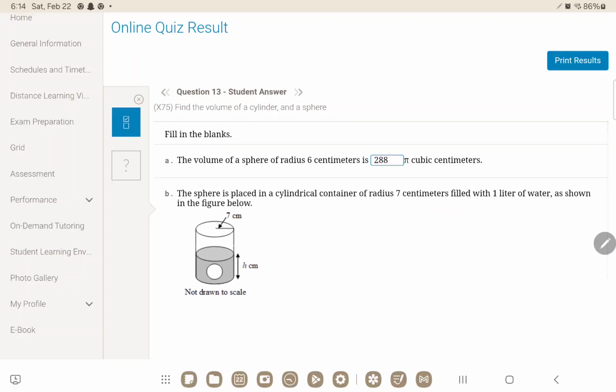Here, you need to find the volume of the sphere. A volume of a sphere of radius 6. Now, the volume of a sphere is 4 over 3. Or is it 3 over 4? Okay, so it's 4 over 3 pi r cubed. Now 6 cubed is 216. 216 times 4 over 3, it's 288 pi.